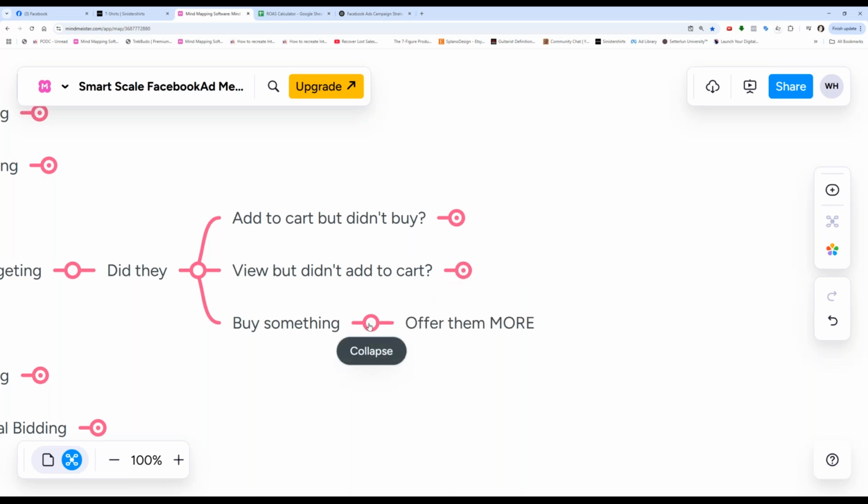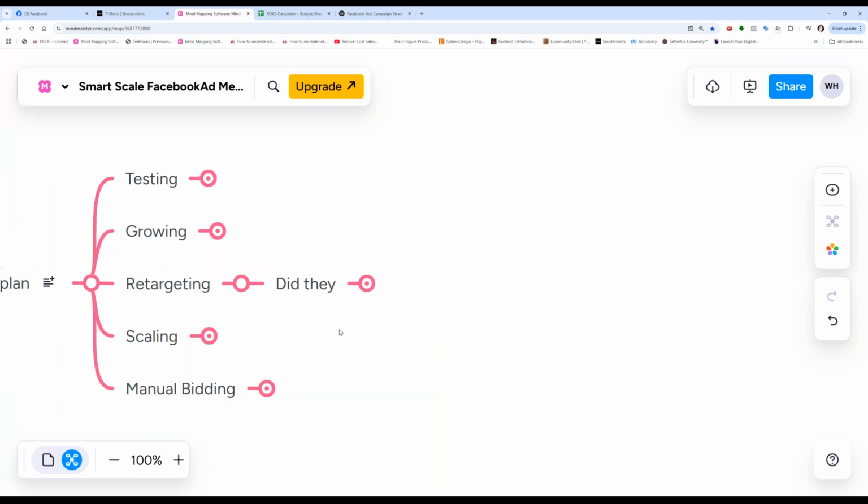Or did they buy something? Offer them more. If they bought a shirt from you, offer them other products. Offer them a mug. Offer them a hoodie. Offer them a candle. Offer them a canvas print. Offer them a necklace. Offer them something else, something that they might like. The easiest people to sell to are the people who have already bought something from you in any business, anywhere in the world. So that's the retargeting phase. That's what we need to do.